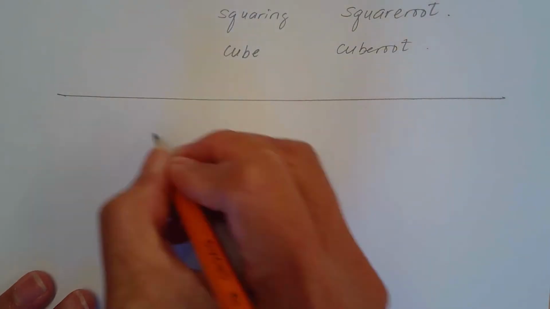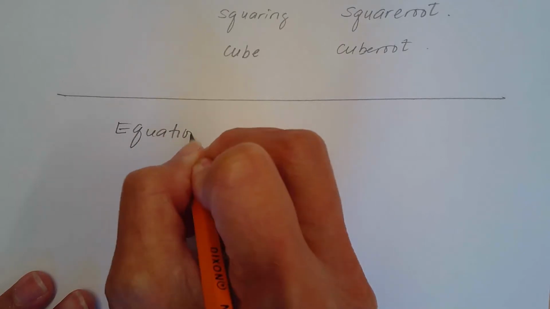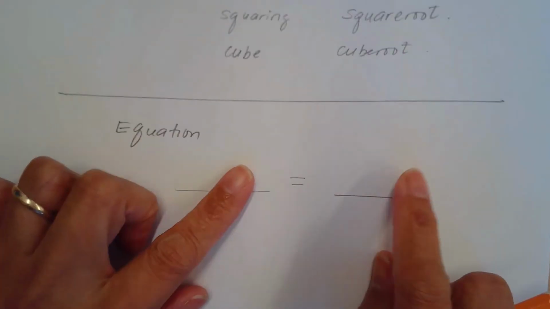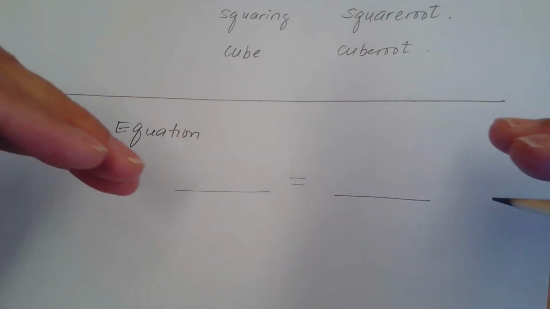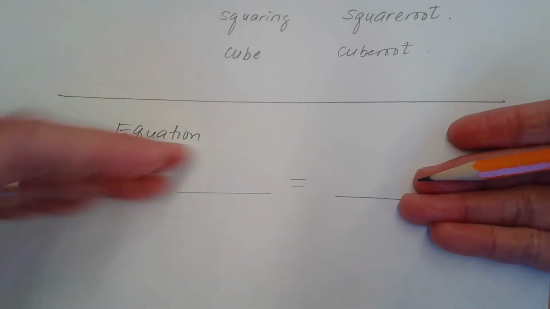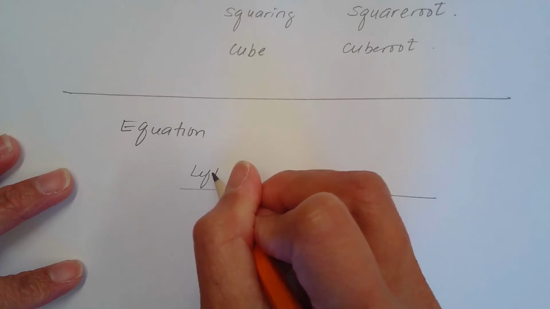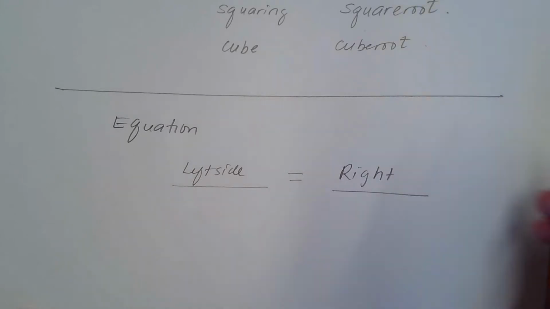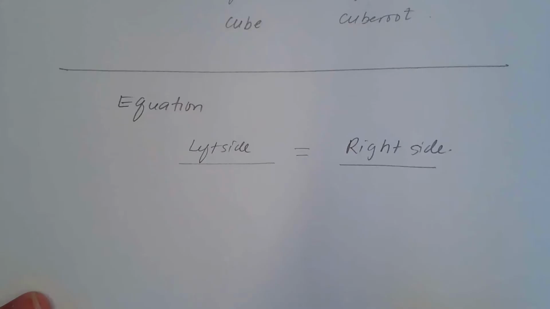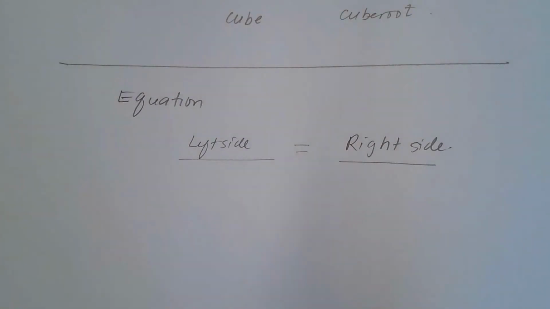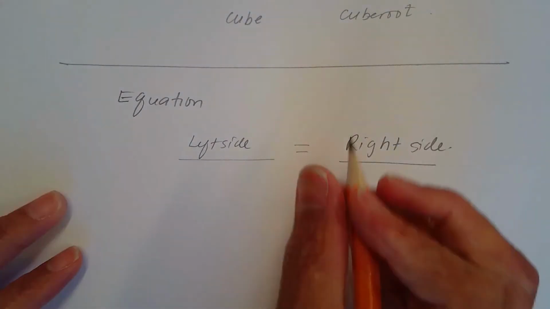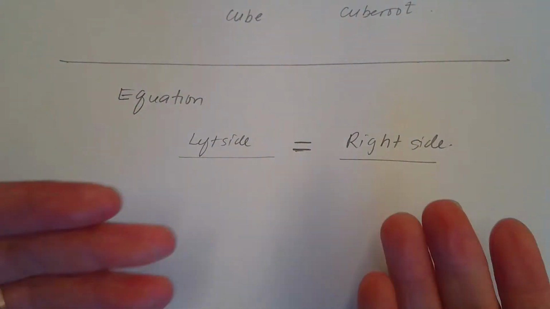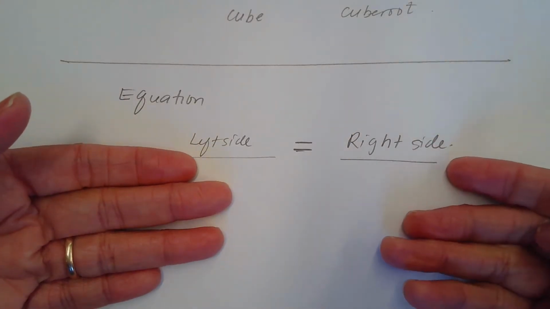So, we talked about equation. You have something here equals something there. What we're trying to do is to maintain the balance between the left side and the right side. This is our left side of the equation, and this is the right side of the equation. Left side and right side always have to balance. Always. Because if it's not balanced, then they're not equal. So the left side is equal to the right side.